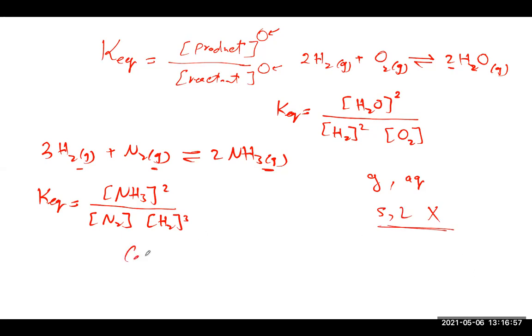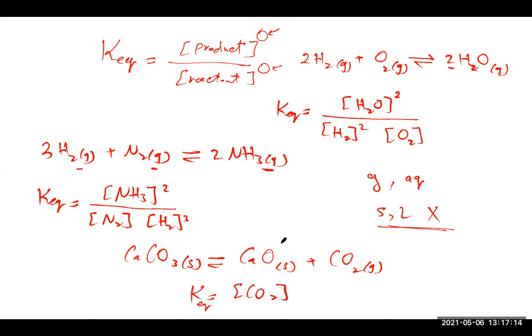So if we have CaCO3 solid, it will be converted to CaO solid plus CO2 gas. How to write the equilibrium constant for this one? It will be equal to the product, which is the concentration of CO2 gas, and we are not going to write the other one, which is solid, and over the reactant.